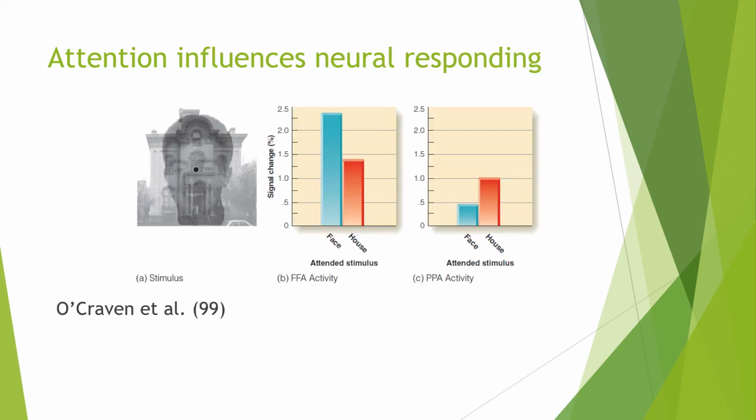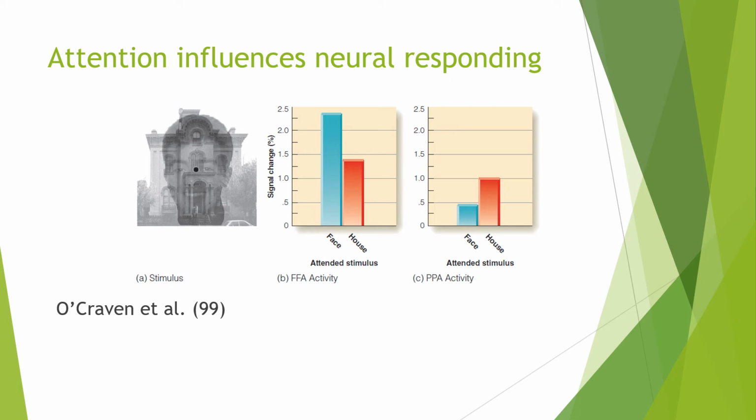The final piece of this was that attention influences neural responding. So O'Craven et al. in 1999 did this study that is going to look familiar to the binocular rivalry study that I talked about earlier, but this was overlaid. The face and the house were overlaid, and these are just sample stimuli. People were told either attend to the house or attend to the face.